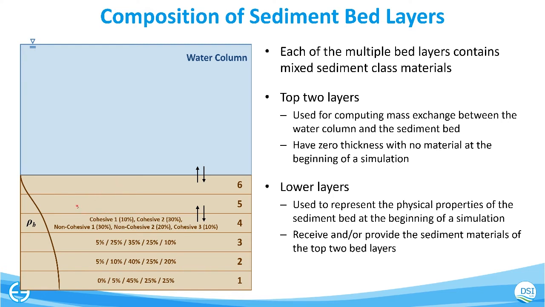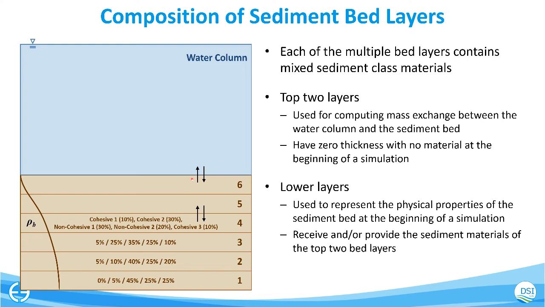The top 2 layers are used for computing mass exchange between the water column and sediment bed, and also for computing the mass exchange between the top layers and the lower layers. At the beginning of the simulation, the top 2 layers will have 0 thickness with no materials. The lower layers are used to represent the physical properties of the sediment bed at the beginning of a simulation. During the simulation, they will receive materials from the top 2 layers and/or provide sediment materials to the top 2 bed layers. Specifically, when the particles are deposited into the top 2 layers, the thickness of the top 2 layers will increase.